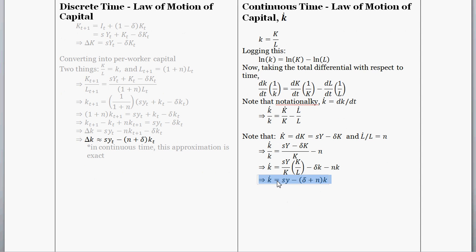So this is a key equation here. The change in per worker capital is equal to the per worker investment rate minus the depreciation rate plus the growth rate of the population times per worker capital. This is what we call the law of motion of capital, or I think it's sometimes called the capital accumulation equation, something like that. Okay, let's move on.